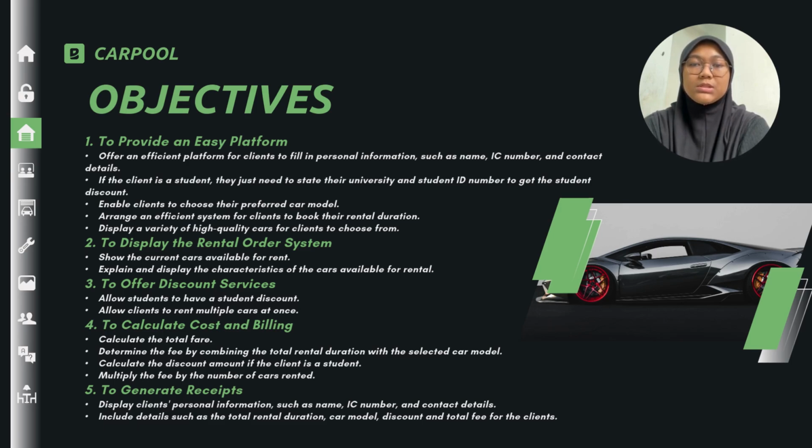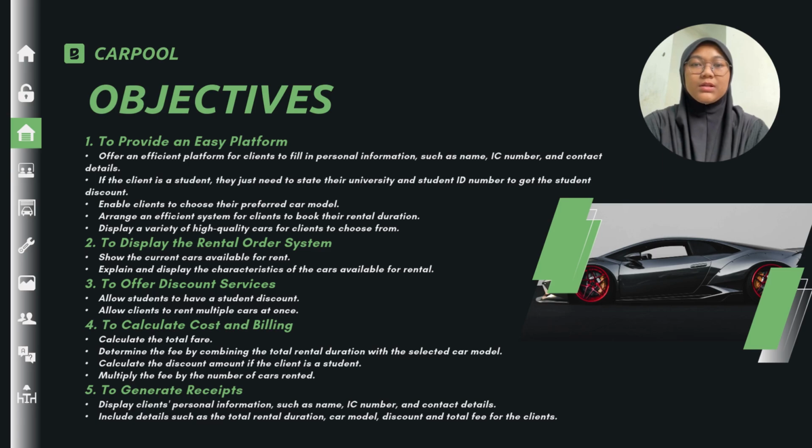Number 2 is to display the rental order system. Show the current cars available for rent. Explain and display the characteristics of the cars available for rental. And number 3 is to offer discount services. Allow students to have a student discount. Allow clients to rent multiple cars at once.